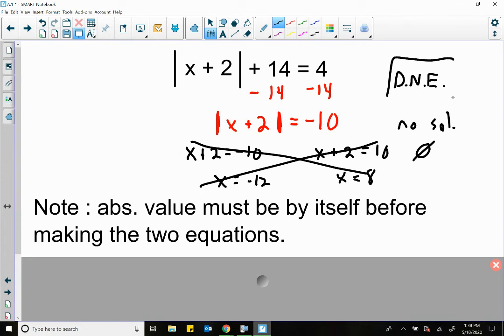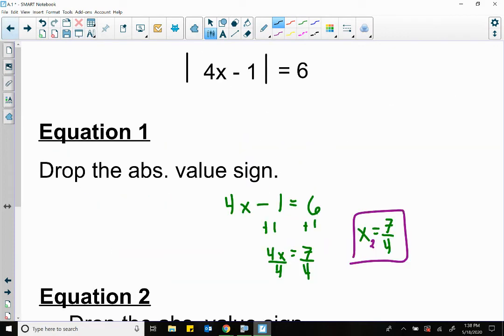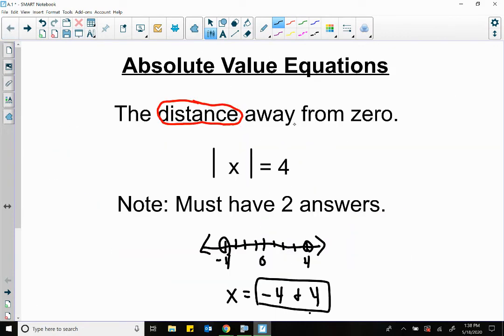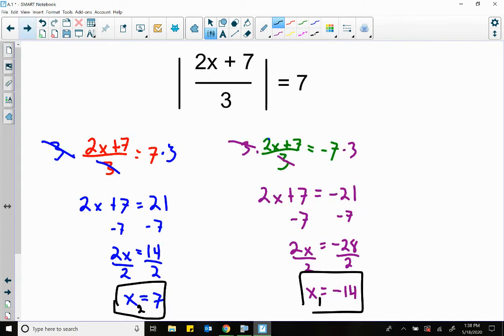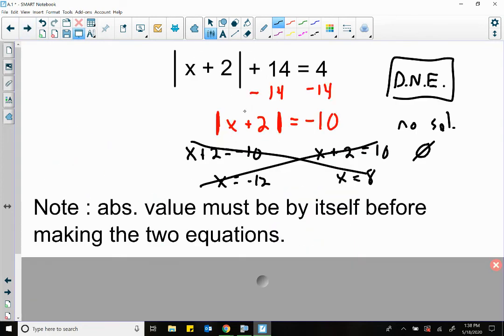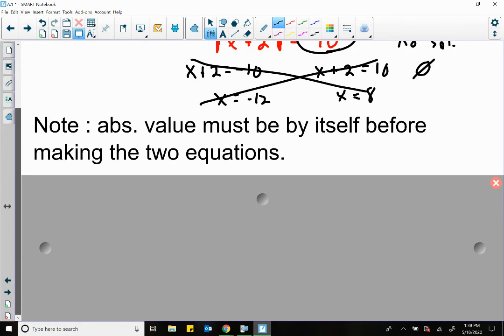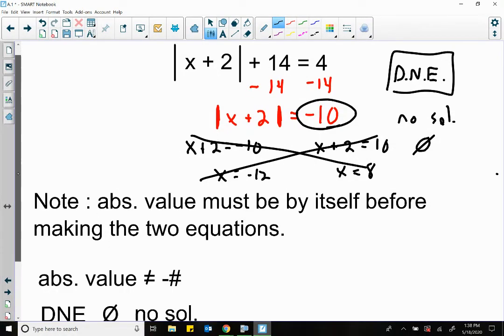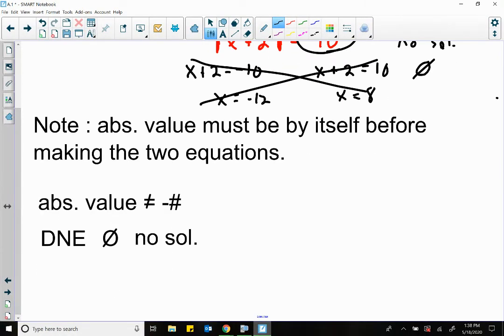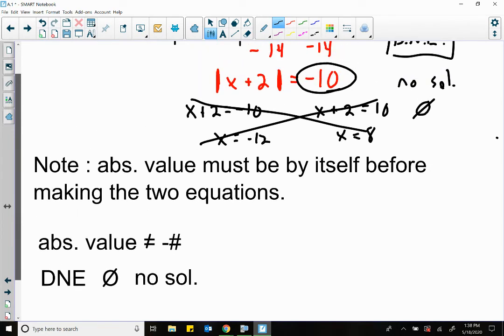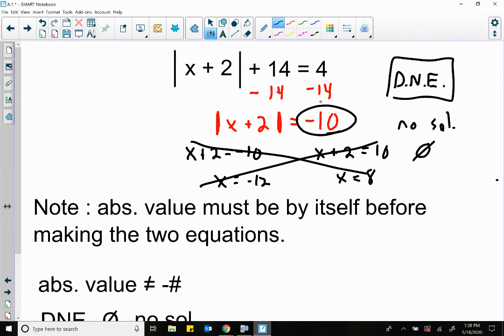Okay, does not exist. And the reason this does not exist is because of what I told you at the very beginning. Absolute values are distances away from 0. That means they should be equal to positive numbers. If you look over here at this problem, this absolute value is equal to a negative number. So what I have down below here is that absolute values cannot equal negative numbers. Those are D and E's, no solutions.